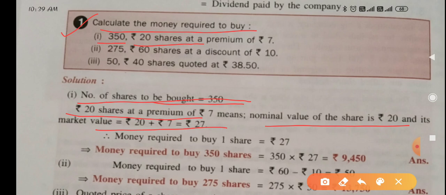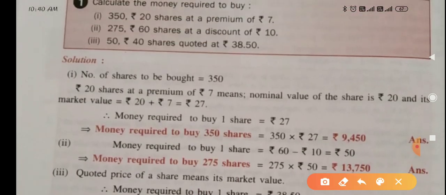So now you are purchasing 350 shares from the market and the market value of one share is 27 rupees. So how much do you need to invest? 27 multiplied by the number of shares, 350 multiplied by 27. So 9450 is the money you need. Total money required is 9450 to purchase 350 shares at rupees 27 each.